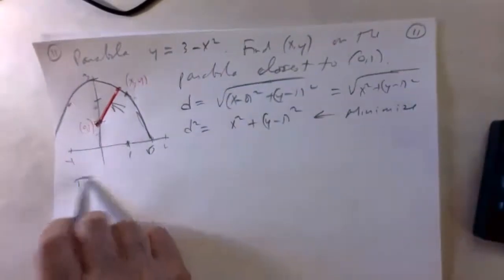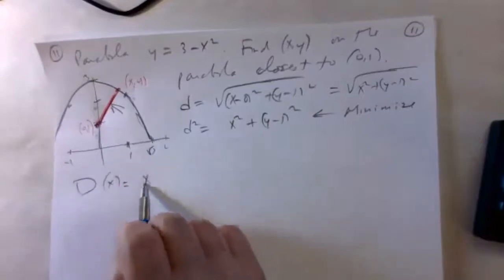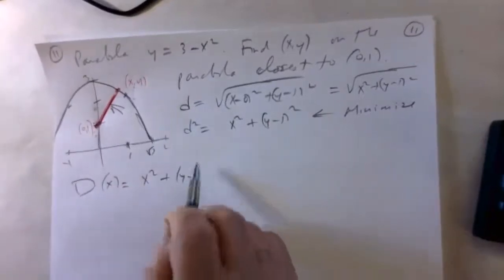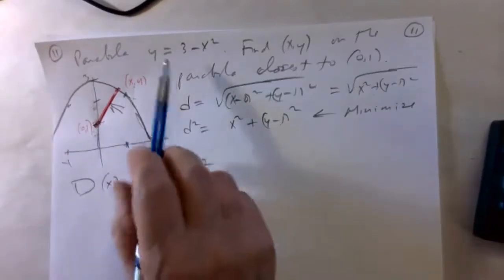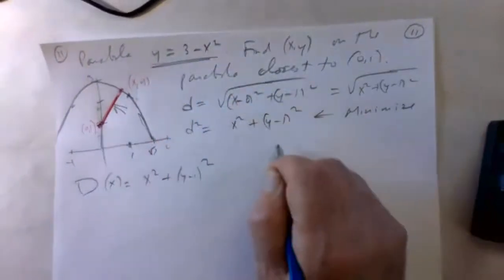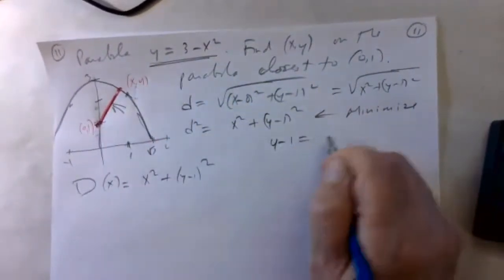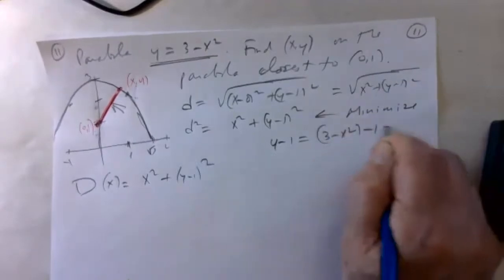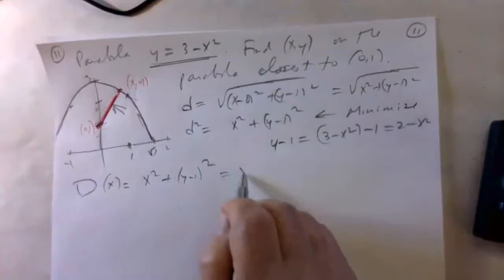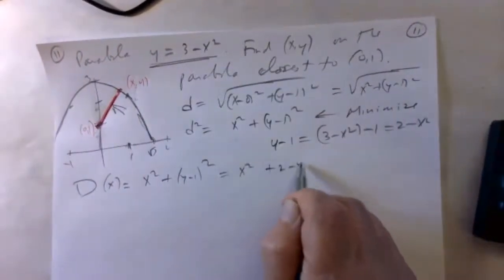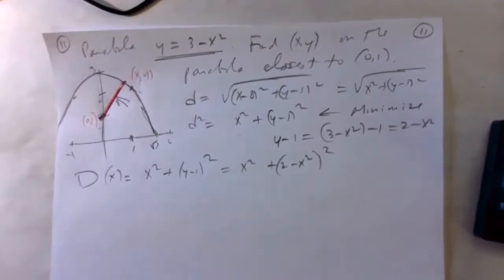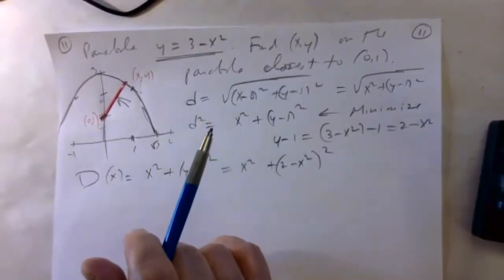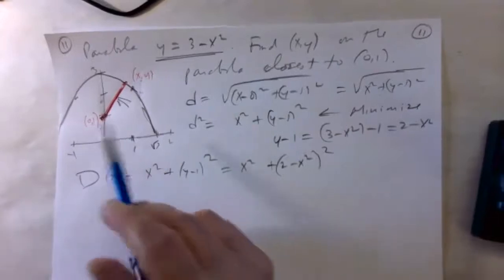So we have a function, let me call it capital D of x, which is x squared plus y minus 1 squared. And the reason I can write this as a function of x is because on the parabola, y is 3 minus x squared. y minus 1 is 3 minus x squared minus 1, which is 2 minus x squared. So this is x squared plus 2 minus x squared, squared. So this is the first step, but it's in some sense the most important, translating the words of the problem into an algebraic equation.